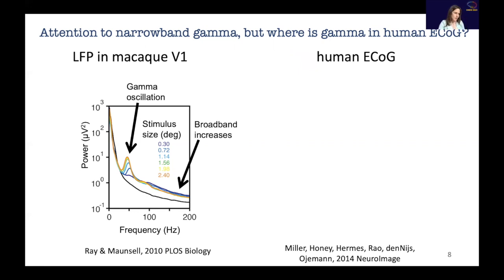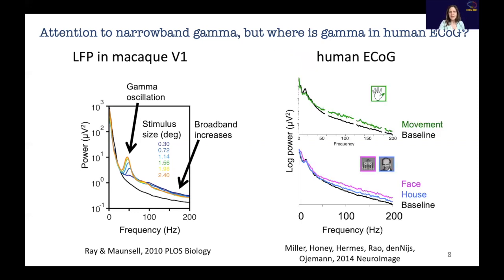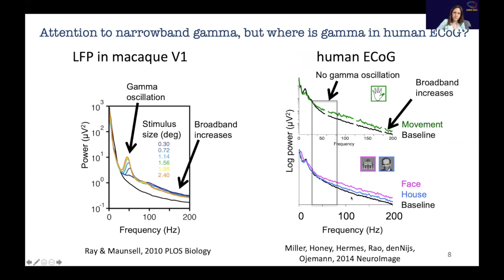But when we did our human ECoG measurements, either in motor cortex, as you can see here on the top, where we look at frequency and power during baseline in black and during hand movement in red and green, or in ventral temporal cortex, where we see baseline in black and during processing of faces or other stimuli in pink or blue, we did not observe these clear gamma oscillations. But we did observe very robust broadband increases.